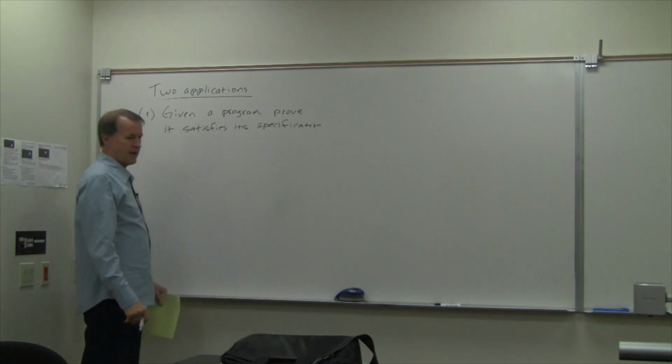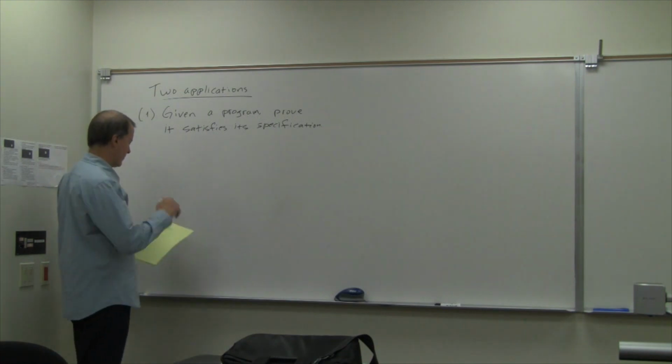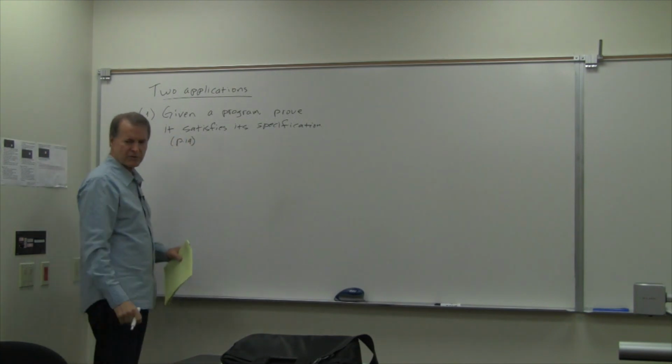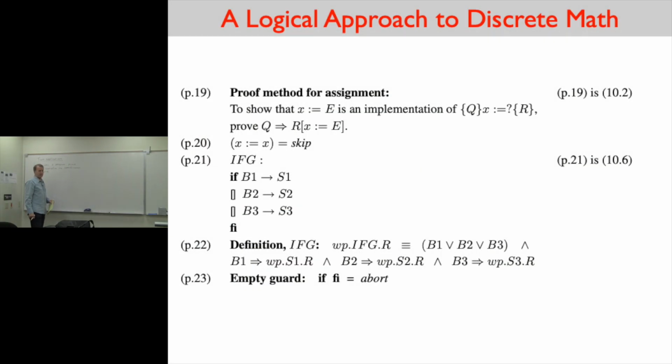All right? And the way we prove this, well, I'm not going to show it on the board, but the way we prove this is with P.19. What is P.19? You have your equation sheet there? It is. Anybody? To show that x gets E is an implement of precondition Q, x gets E, postcondition R. Prove Q implies R with x substituted.